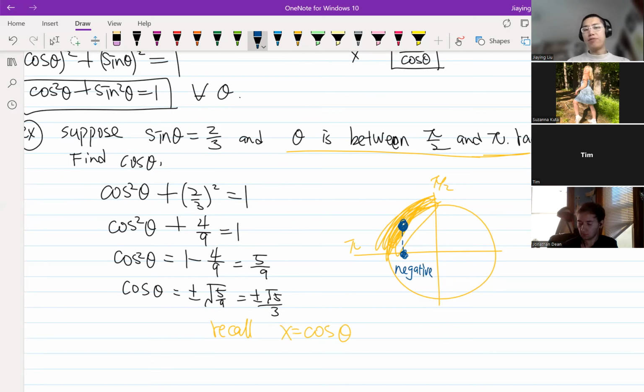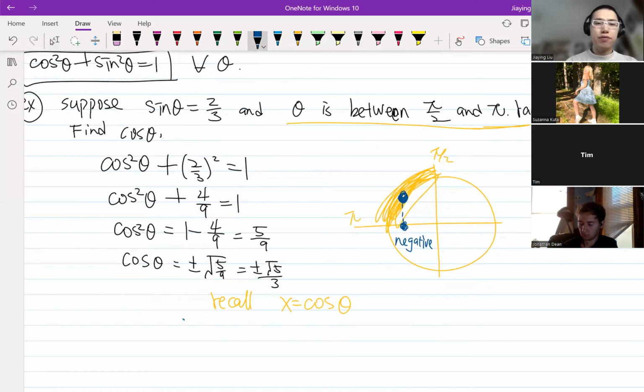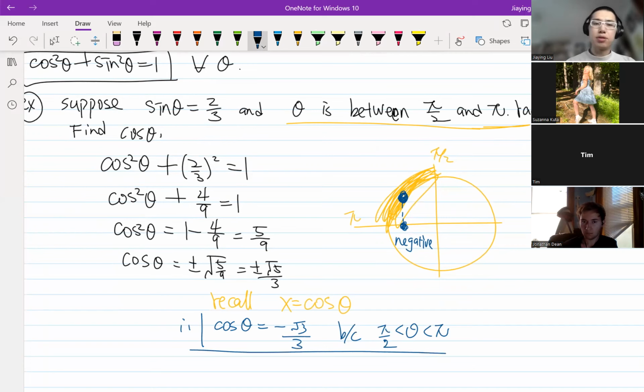So therefore, we have two cosine values. We're going to pick the negative value. Therefore, the correct cosine theta is going to be negative √3/3 because the angle is going to be between pi/2 and pi. So that's the way to solve it.